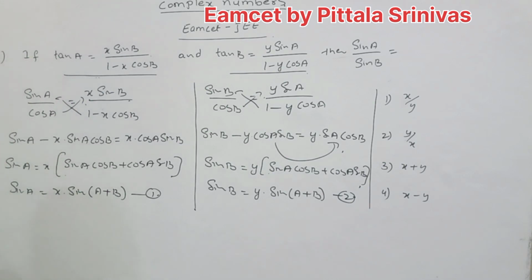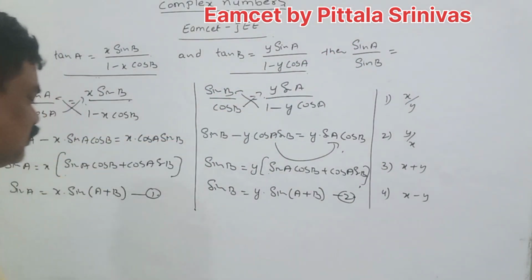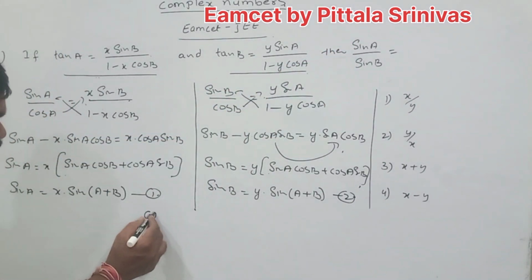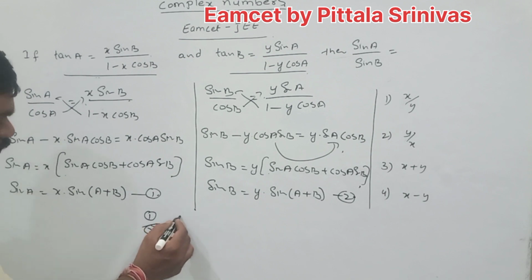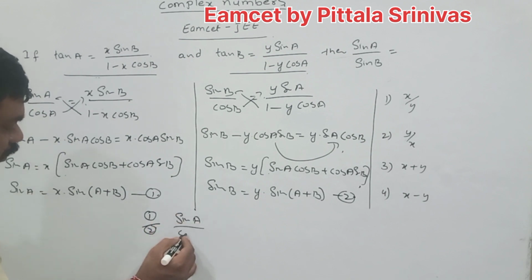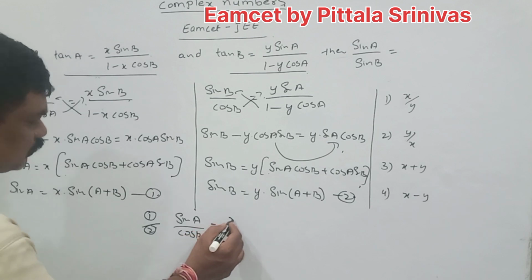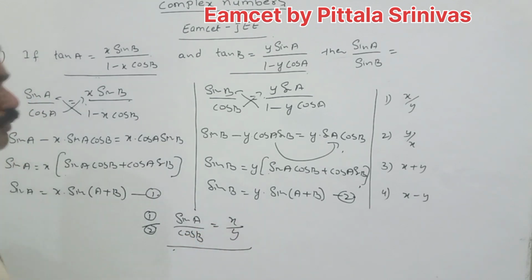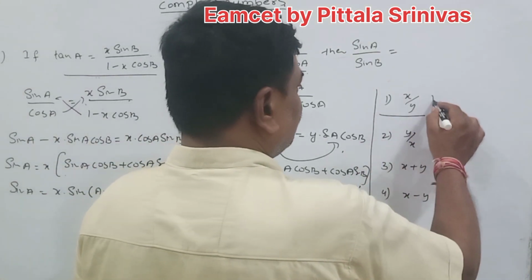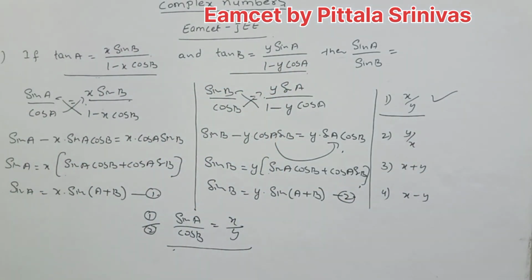Equation 2. We want sin A by sin b. So from 1 and 2, 1 by 2, that is sin A by sin b is equal to x by y. So what is the answer? Here option 1 is the answer, x by y.